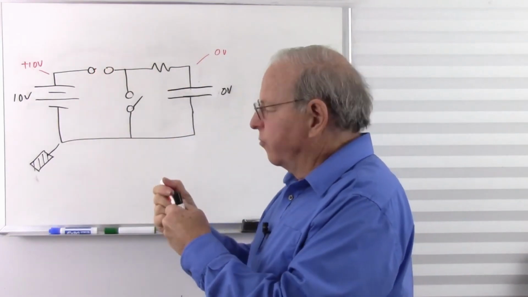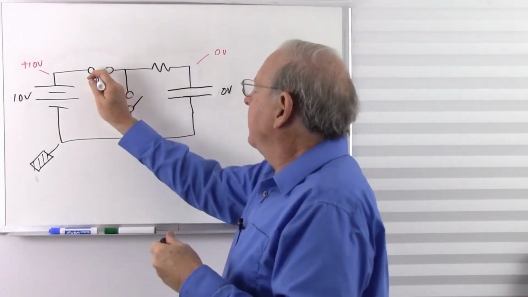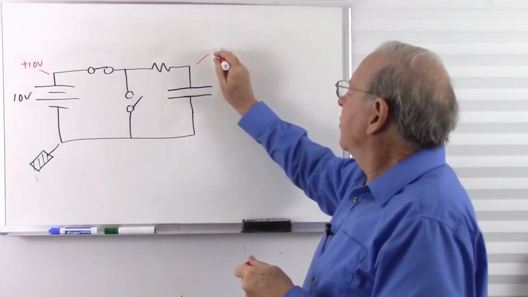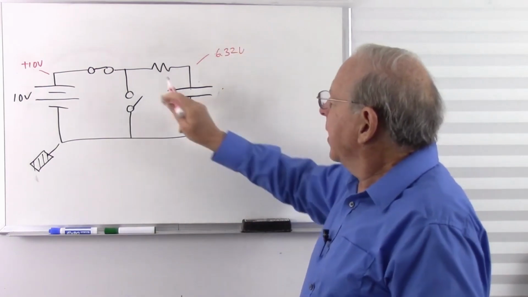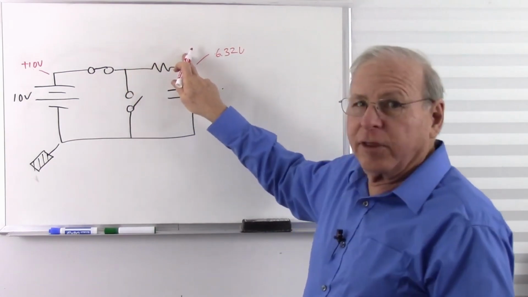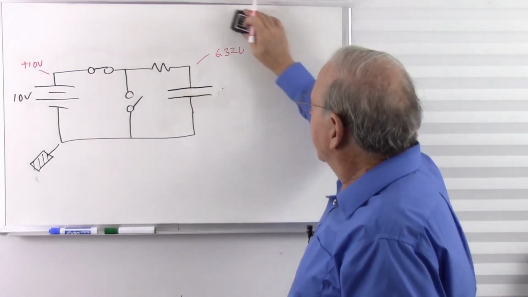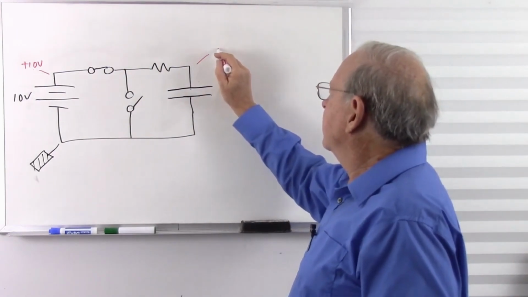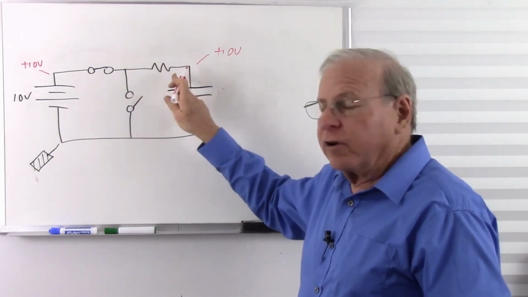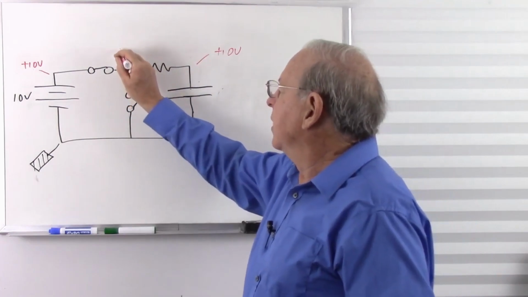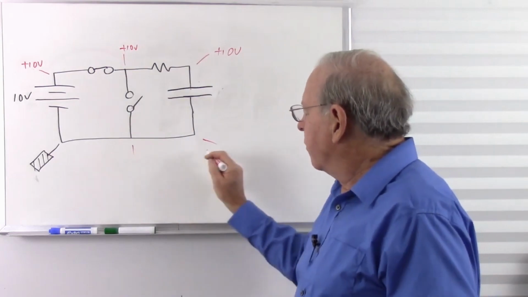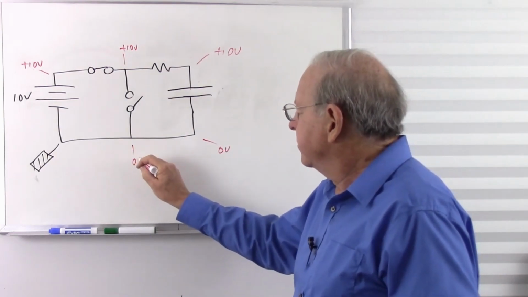I close that switch. It begins to charge. After 1 second, I'm going to have 6.32 volts here. I have current flowing through this resistor, so I have a voltage difference. I have 10 volts here, 6.32 volts here. But as time goes by, after 5 seconds, this has reached 10 volts. There's no longer a voltage difference. There's no longer current flow. And so I have basically 10 volts everywhere up here. And if I put my probe down here anywhere, of course, I'm going to see 0 volts.